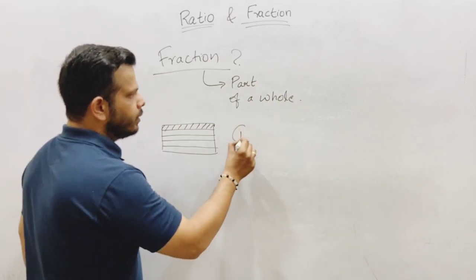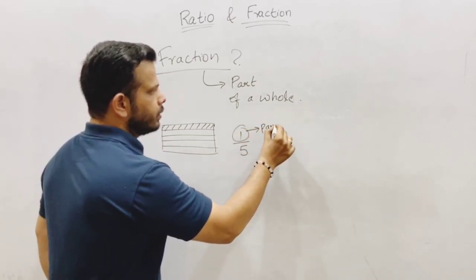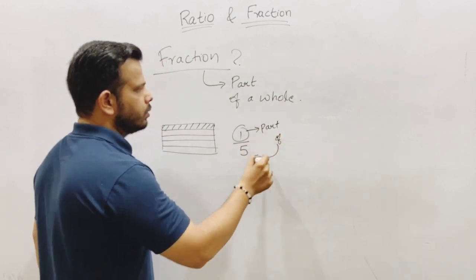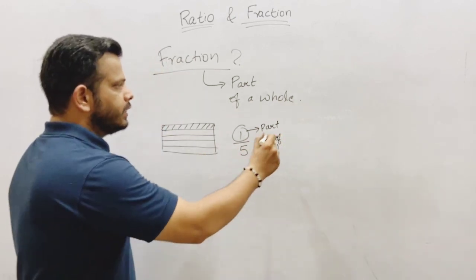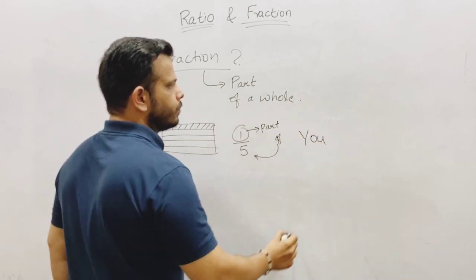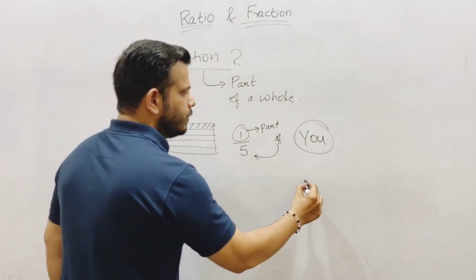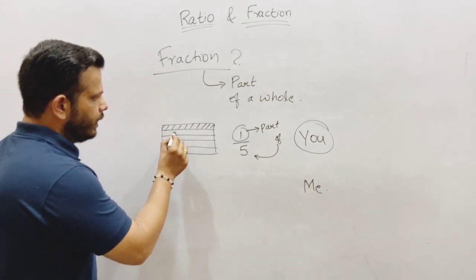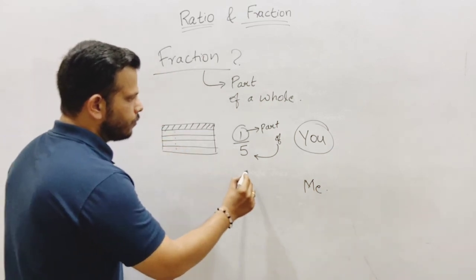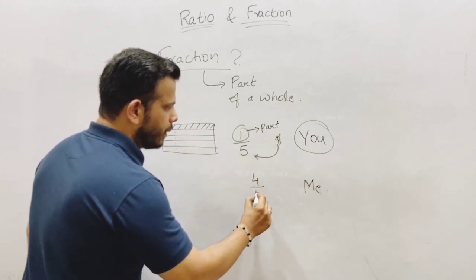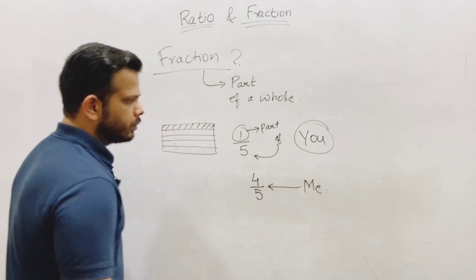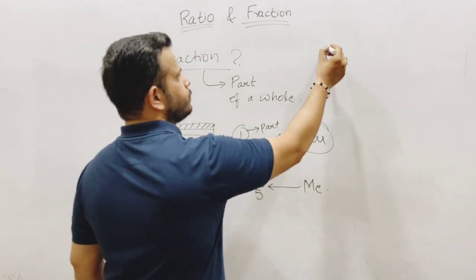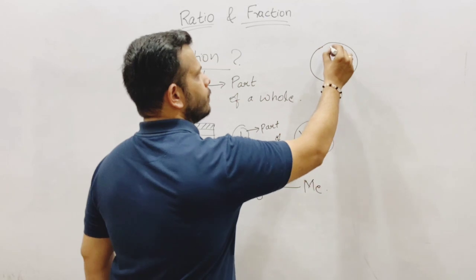So one part of the whole 5 is with you. What is with me? Can you tell me? 1, 2, 3, 4. 4 parts are with me and total parts are 5. So 4 of 5. So this is a fraction. Pizza.